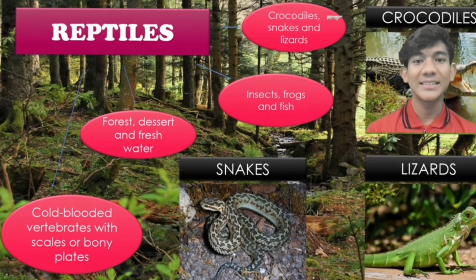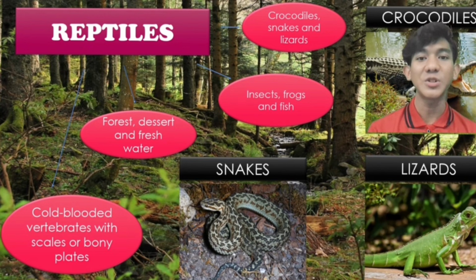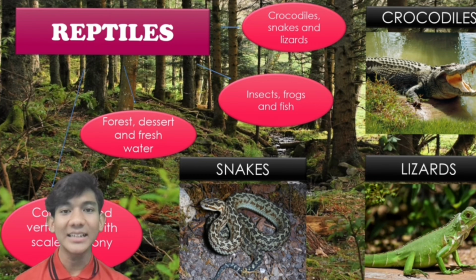And now, let's take a little look at reptiles. So, what are reptiles? Reptiles are cold-blooded vertebrates with scales and bony plates. They also live in the forests, deserts, and freshwater, and love to prey on insects, frogs, and fishes. As you can see, crocodiles, snakes, and lizards are some examples of reptiles.